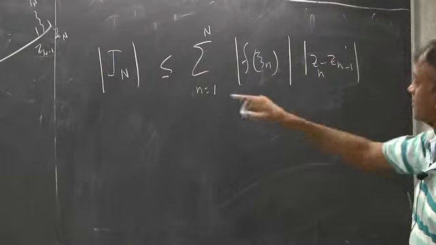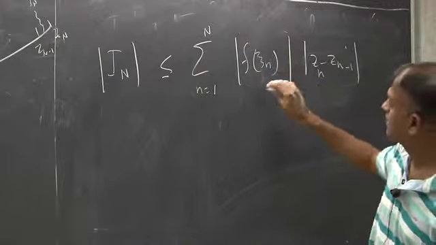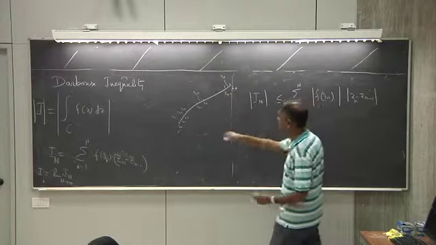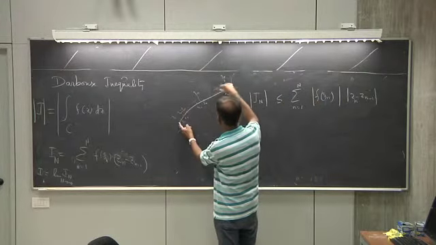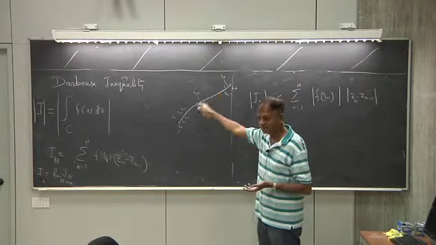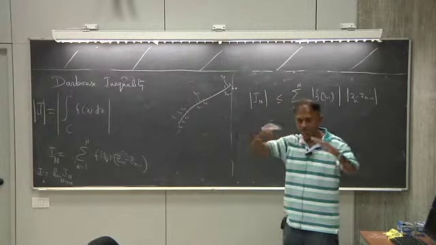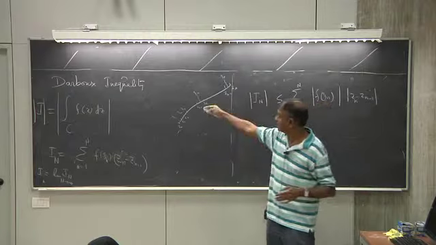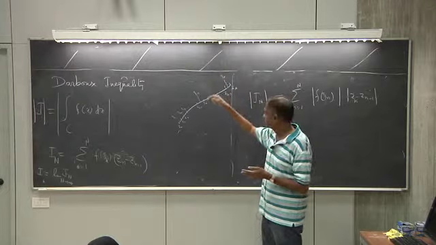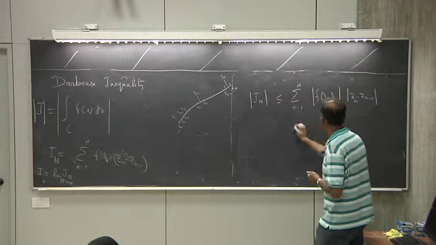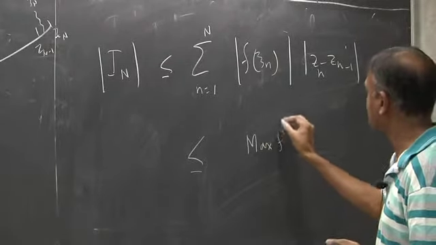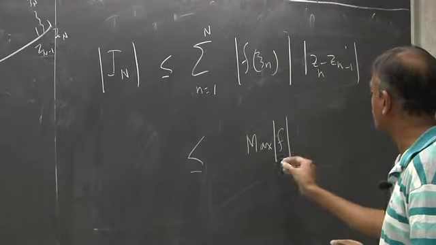Now if you look at the modulus of f at any of these points here, since f is finite, it is bounded. Because if it was infinite, you could not even integrate it. So the modulus of f will have some maximum somewhere as you move along the curve. So whatever this is, it is going to be less than or equal to the maximum of the modulus of f on that contour.